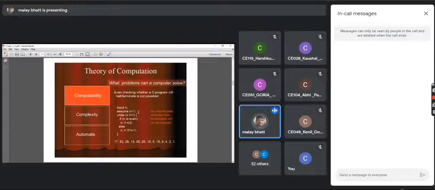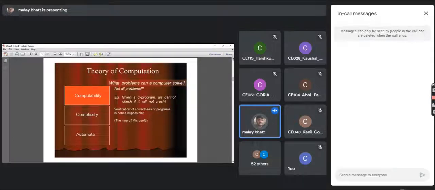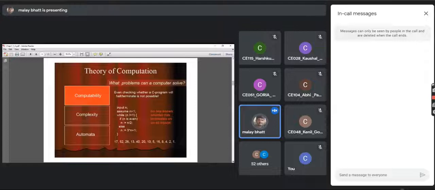So even checking whether a C program will halt or terminate is not possible to dig out. So this is the main thing in computability. These are the two issues with computability: what problems can a computer solve? Can a computer solve every problem, or is it not possible? Another example is checking whether a C program will halt or terminate, which is not possible to check.